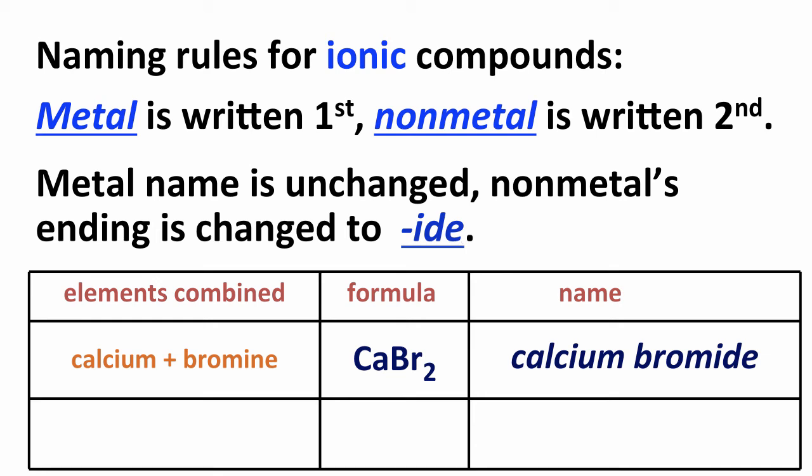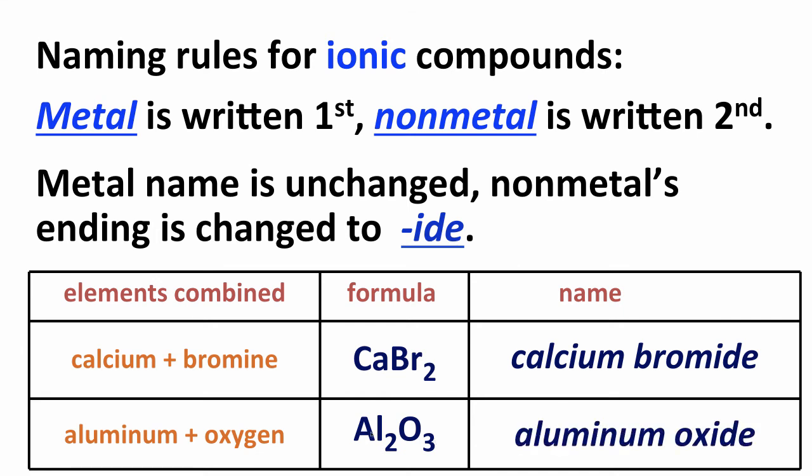So the overall name is calcium bromide. If we do a reaction between aluminum and oxygen, then aluminum's a metal, oxygen's a nonmetal. Aluminum tends to form a +3 ion. Oxygen forms a -2 ion. And to make everything balance, we need 2 of the +3 ions to balance 3 of the -2 ions. So our formula will be Al2O3, and then the name would be aluminum oxide.